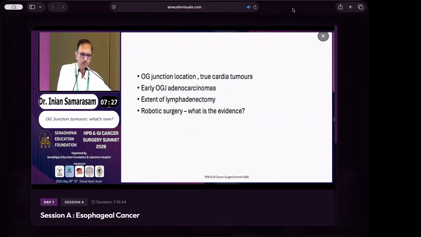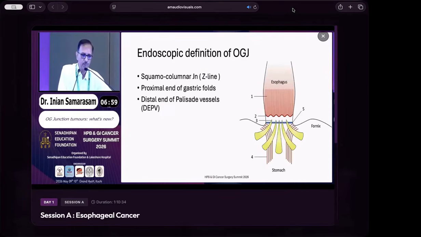So I would be briefly touching upon, firstly, the definition of the OG junction. Is there a change in what we talk about true cardiac tumors? A little bit about endoscopic management protocols for early esophageal junctional tumors. The extent of lymphadenectomy has already been talked upon, so I'll just show the landmark paper and a little bit about robotic surgery as well.